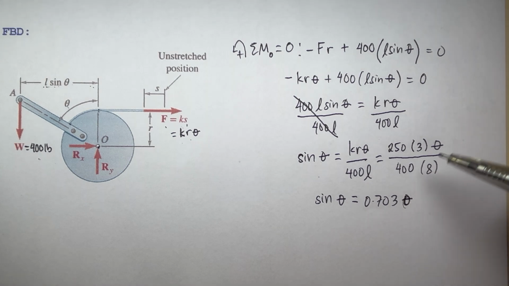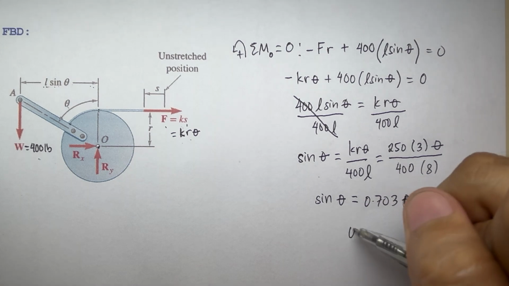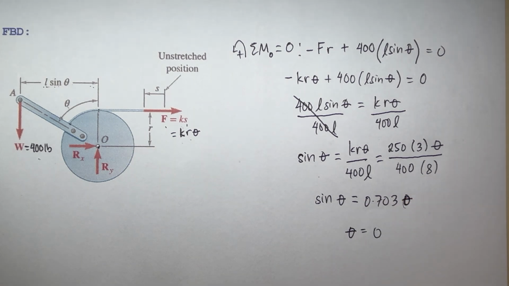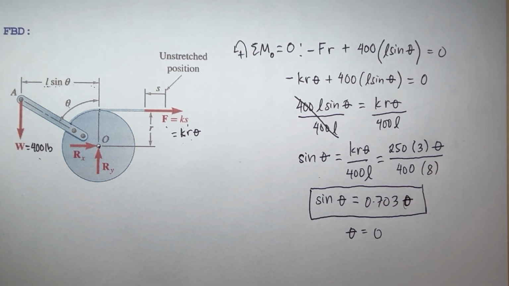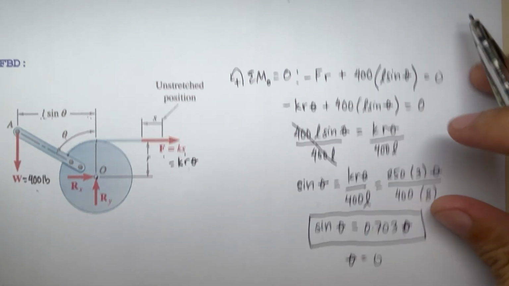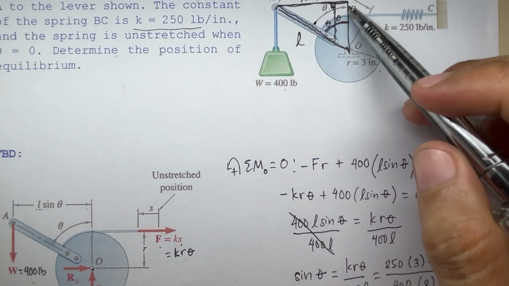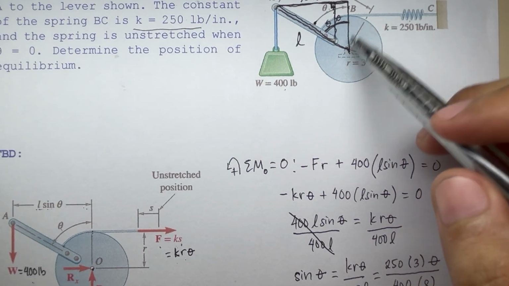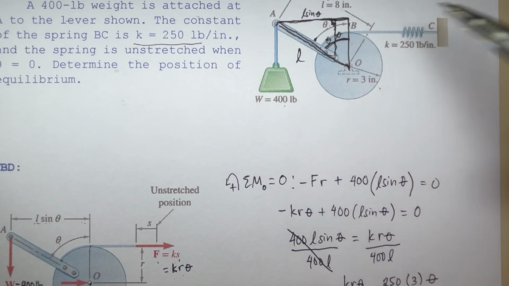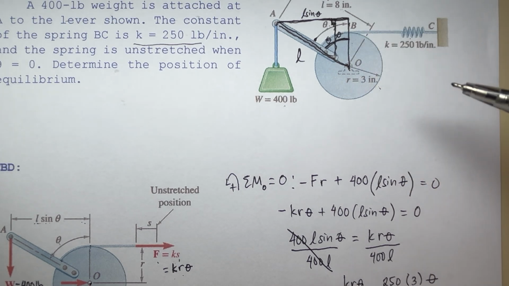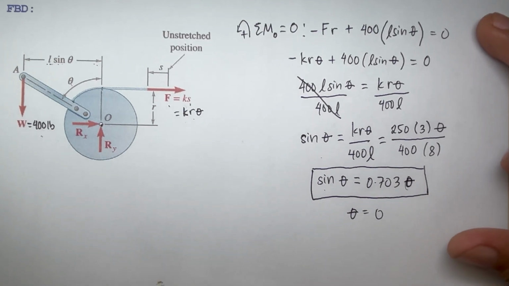We know that if we substitute theta equal to 0, somehow our equation here is satisfied, no? Sine 0, we have 0, and a number multiplied by 0 is 0. But we know that if our theta here is 0, at this point here, our spring is unstretched. So therefore, our theta here should not be 0. It should have a value. So what we do here is trial and error.